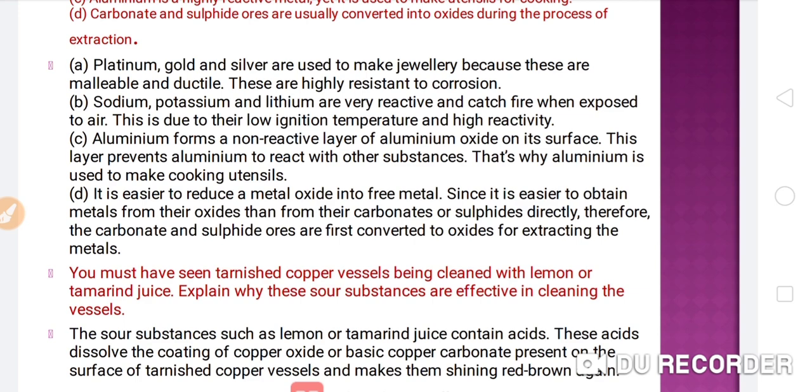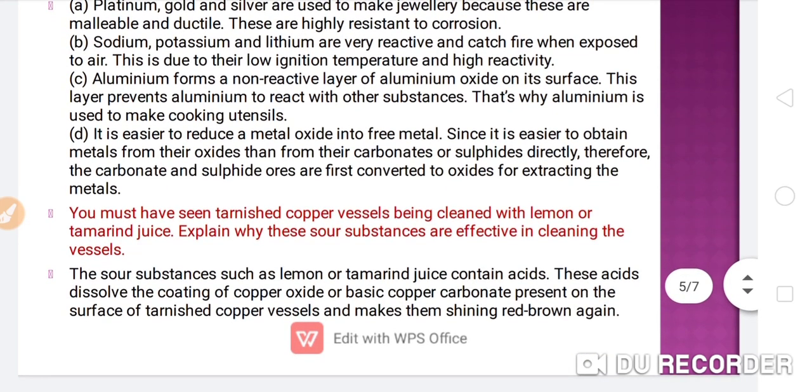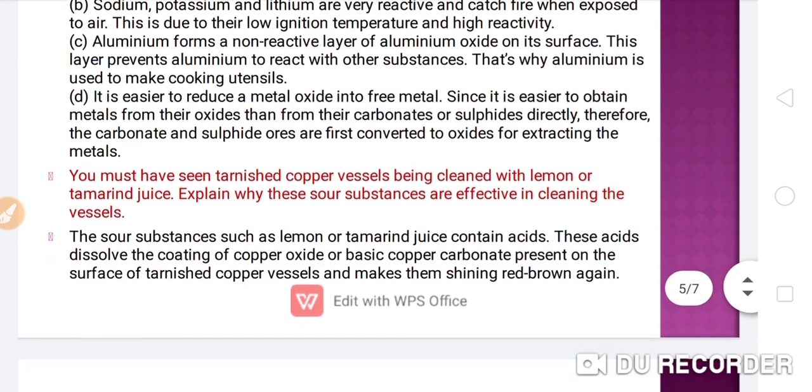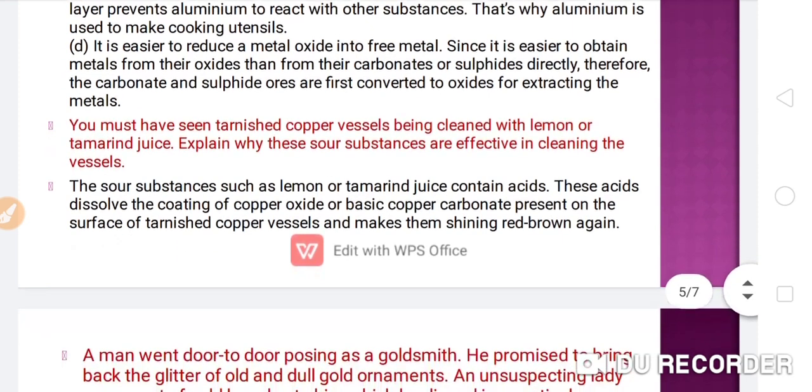Now last one, it is easier to reduce a metal oxide into free metal since it is easier to obtain metals from their oxides than from their carbonates or sulfides directly. Therefore, the carbonate and sulfide ores are first converted into oxides for extracting the metals. Okay, so these are the answers for the statements. Okay, now come to the next question.